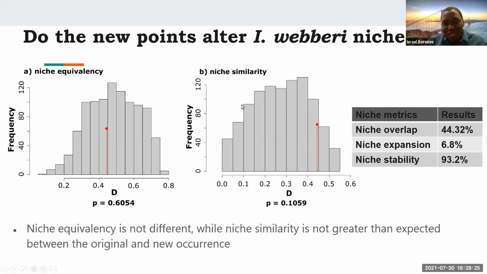Is a little bit counterintuitive because they call the metric niche similarity, but it's actually estimating the degree of differences between the two conditions. And in this case, because the p-value was also greater than 0.05, it shows that there is some level of dissimilarity between the two niches. So which means that the new points that we discovered have some ecological values to them.